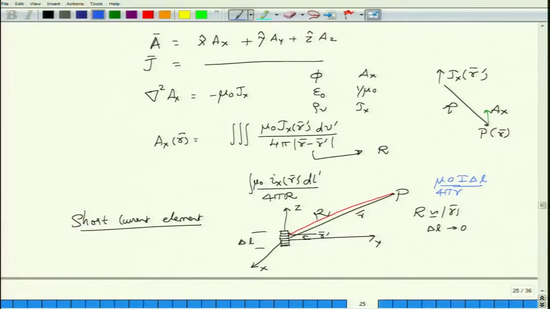What would be the direction of this magnetic vector potential? This is very crucial. The direction of the magnetic vector potential will be along the z direction, because we also placed the current element along the same direction. So you can see that the magnetic vector potential has been very easily calculated, and it is given by mu naught I delta L by 4 pi r along the z axis.